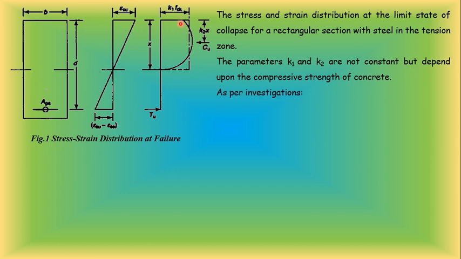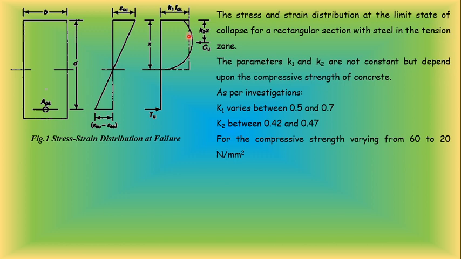As per investigations, so many investigations were made. As per that, K1 varies between 0.5 to 0.7, and K2 varies between 0.42 to 0.47, for the compressive strength of concrete varying from 60 to 20 Newton per mm square. So with decreasing concrete strength, the K1 and K2 values increase.